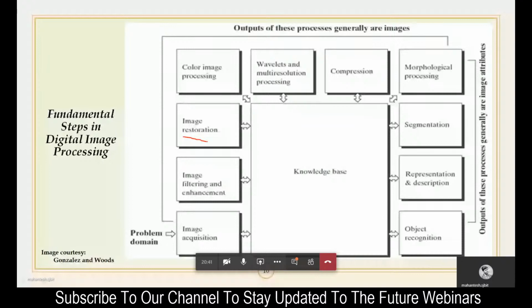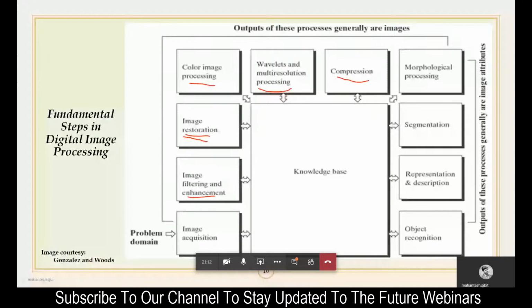Coming to compression. Compression deals with techniques for reducing the storage required to save an image, in order to require lesser bandwidth or lesser storage capacity. Coming to morphological image processing, it is the part of biological image processing which deals with the tools for extracting image components. Till here, from image acquisition, I hope you can see this block diagram.